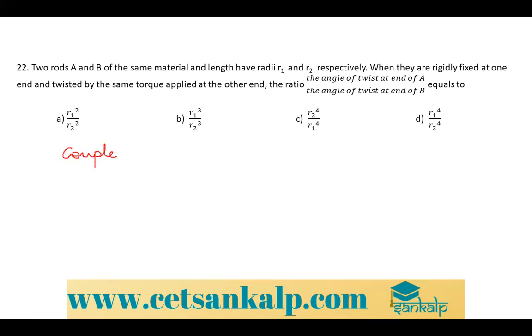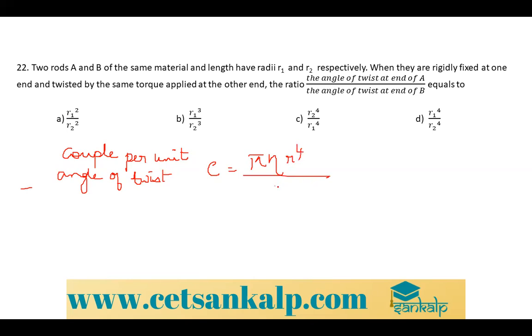Couple per unit angle of twist is given as C is equal to pi eta r to the power 4 divided by 2L. Okay, that is the couple per unit angle of twist. Now if we want only the couple, couple is given as C into theta. So pi eta r to the power 4 divided by 2L into theta.